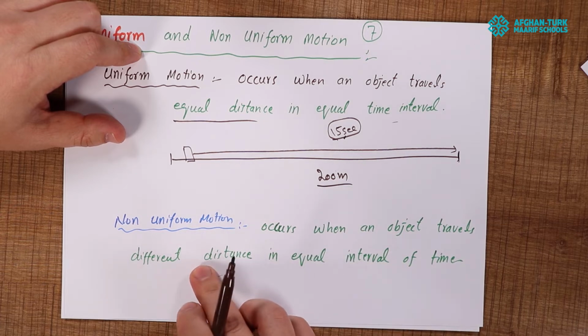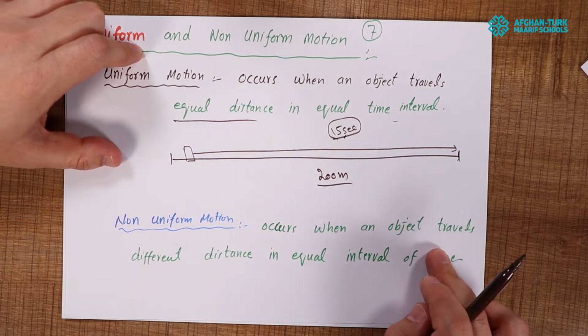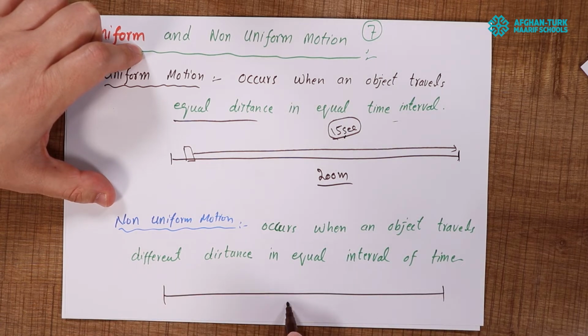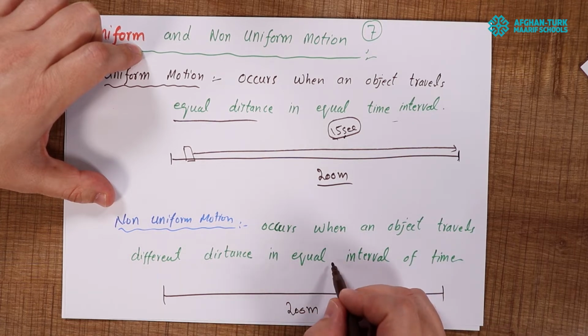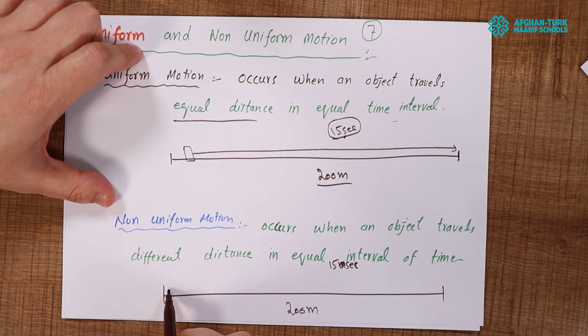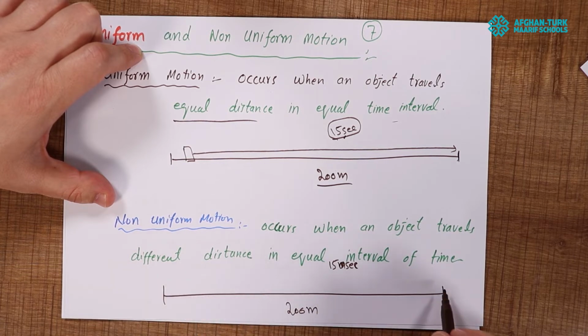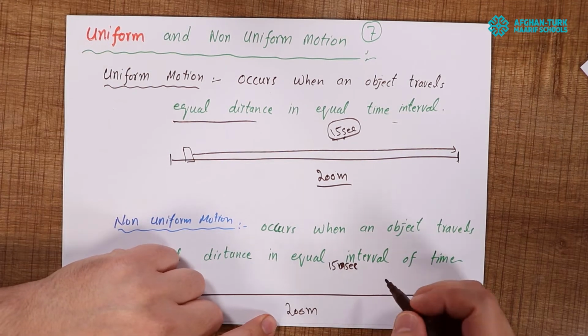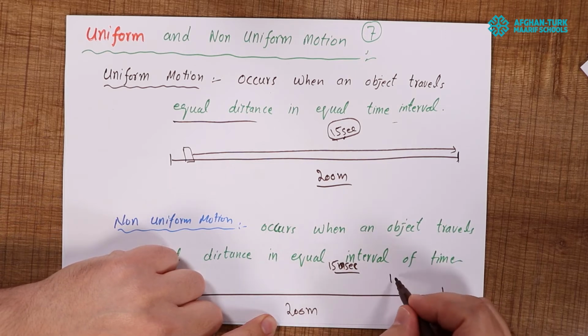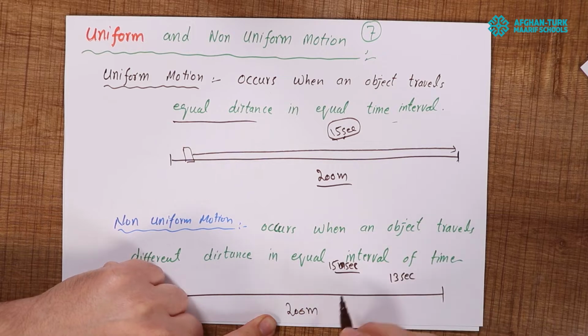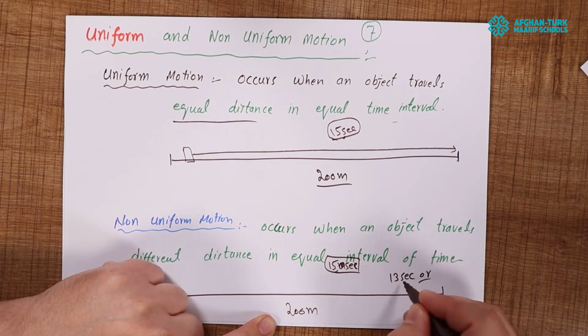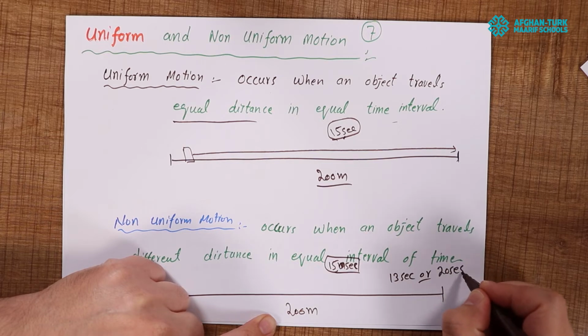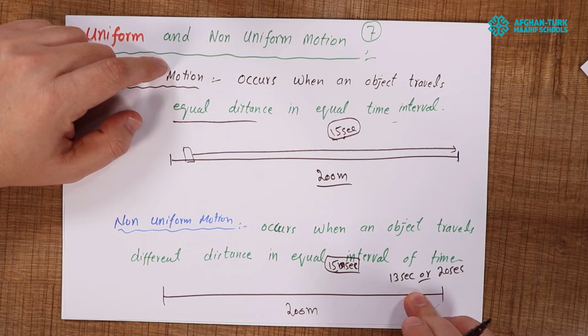Now the second one is non-uniform motion. So what is non-uniform motion? Again, let's suppose we have a 200 meter distance or displacement, and the time given is again 15 seconds. But when you start the journey on this path or road, you cover the 200 meters before 15 seconds, for example in 13 seconds, not in 15 seconds, or you cover this distance in 20 seconds, so this motion is not uniform motion.